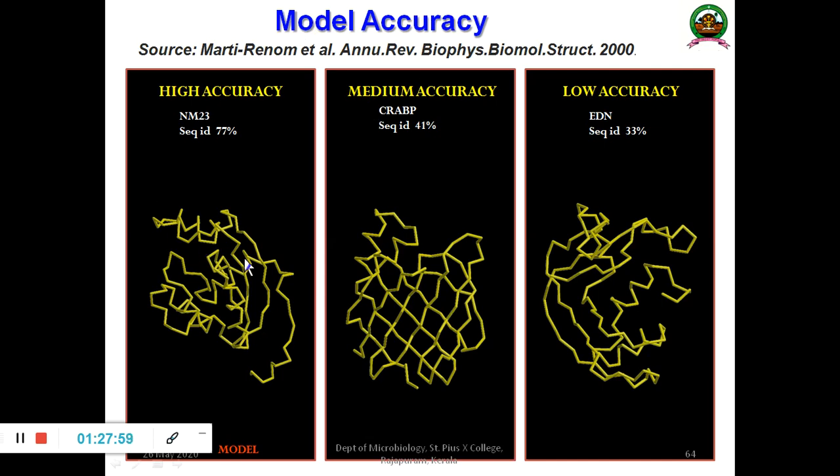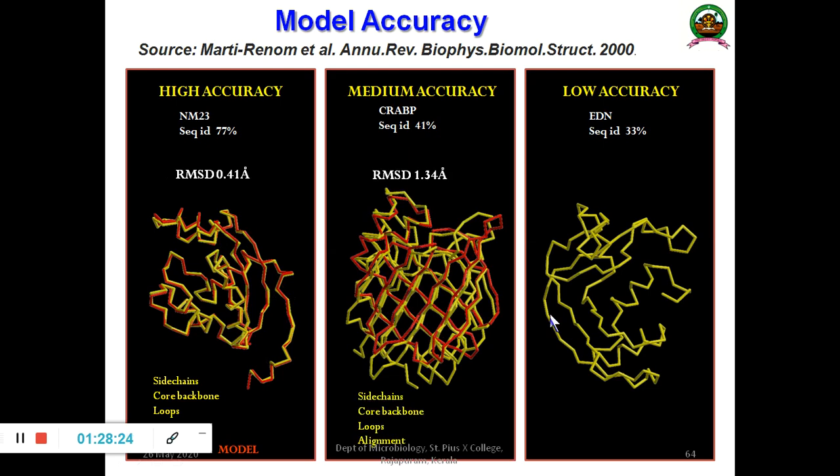The first case, I'll show you this high accuracy. You can see the yellow is your target, and the red color is your template. You can see 100% matching. The RMSD value is 0.41 angstrom, a highly accurate, excellent structure. There is a high amount of relationship.